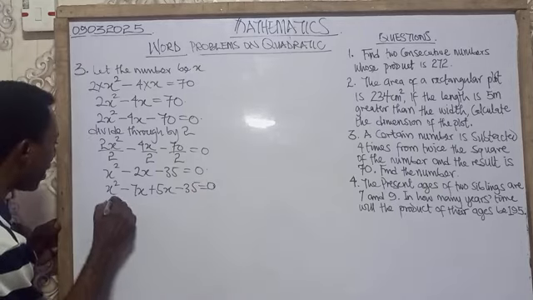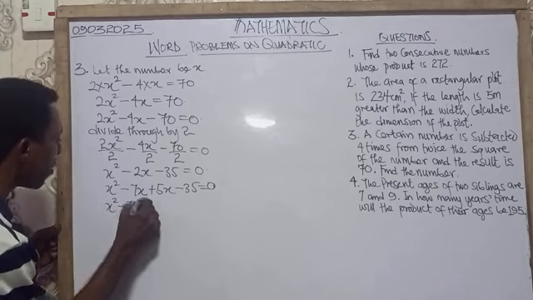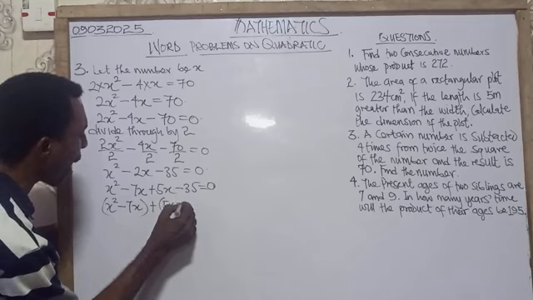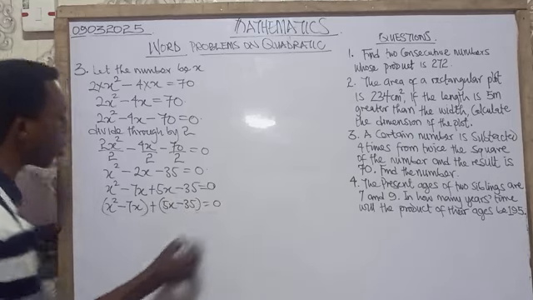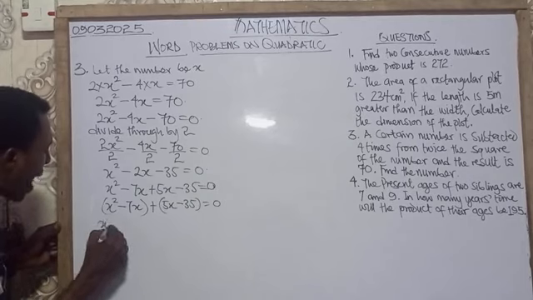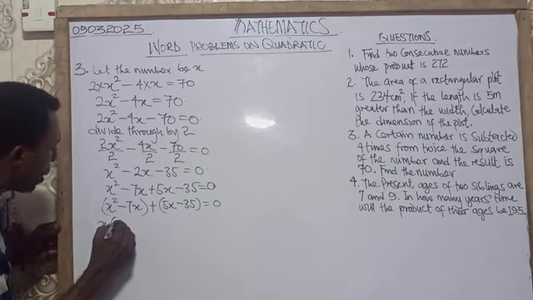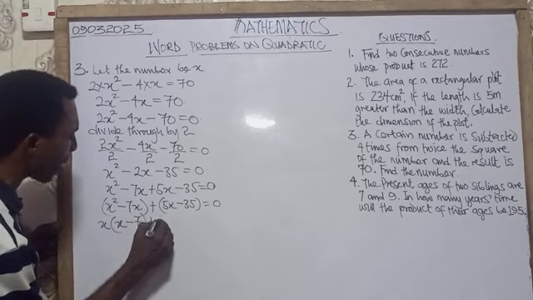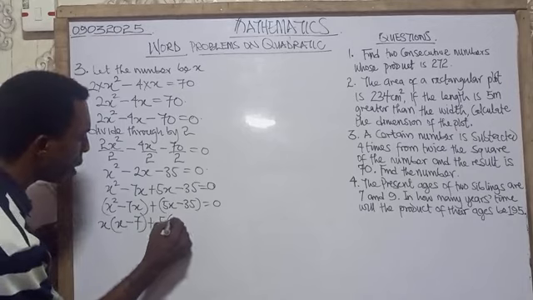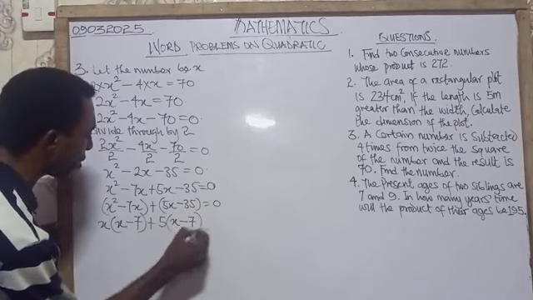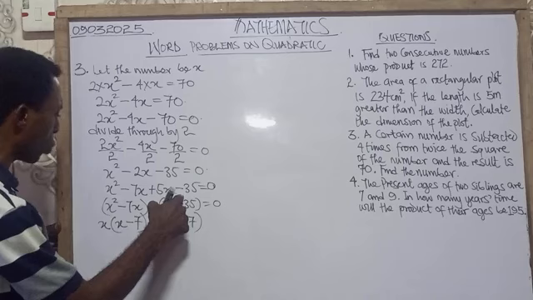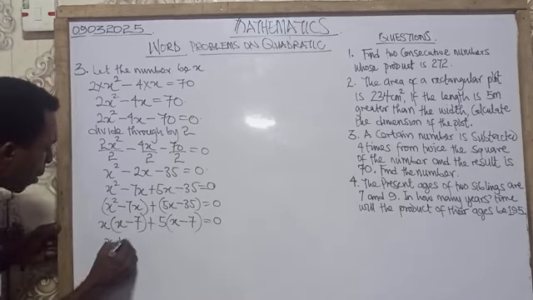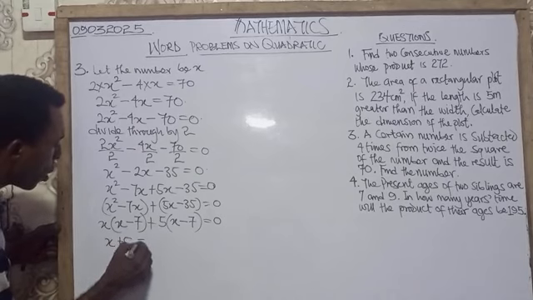So we have x squared minus 7x, then we have plus 5x minus 35. Close the bracket. So we have x into x minus 7 plus 5 as common factor, remaining x minus 7. But plus times minus will give us minus, so it's correct.